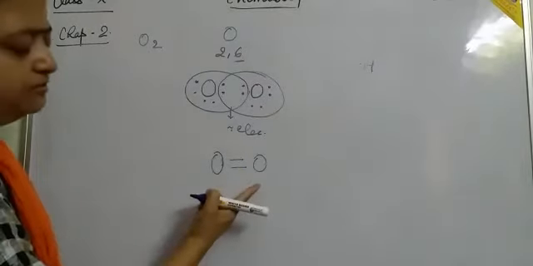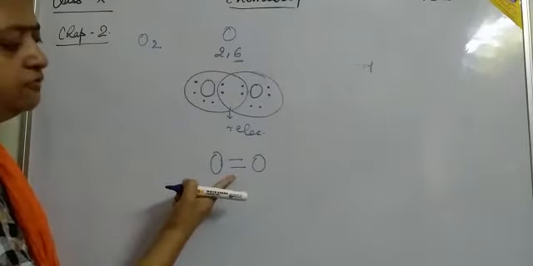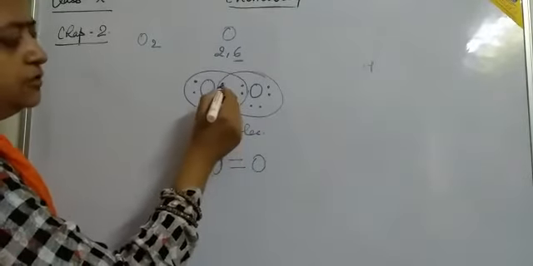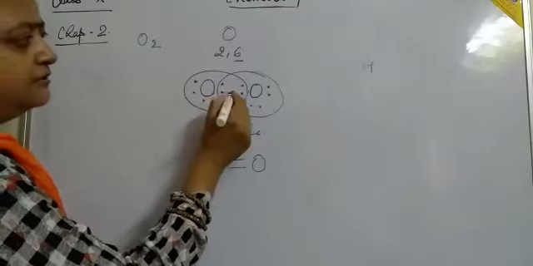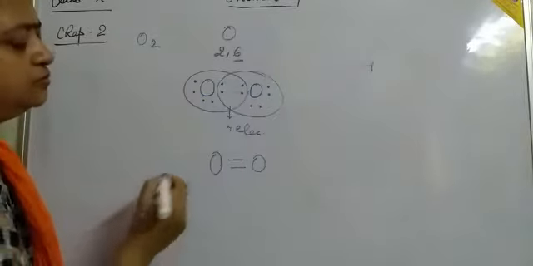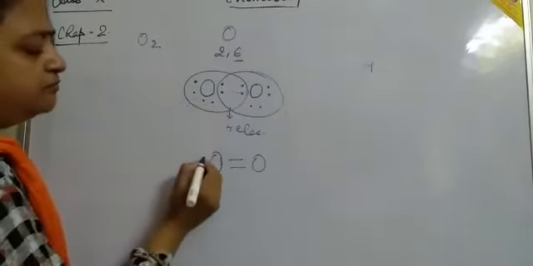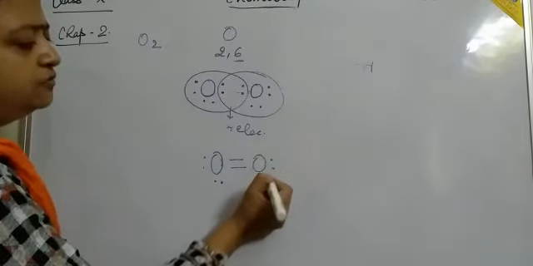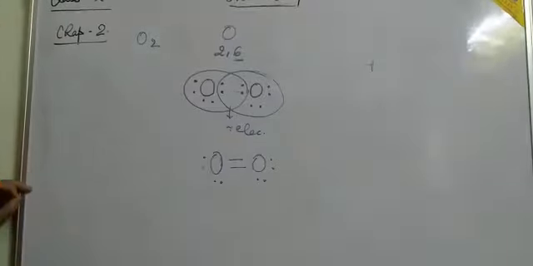Double covalent bond means they must share 4 electrons with each other. One for this and another for this. There are 2 bonding pairs, and the lone pairs: there are 4 lone electrons here and 4 lone electrons here.